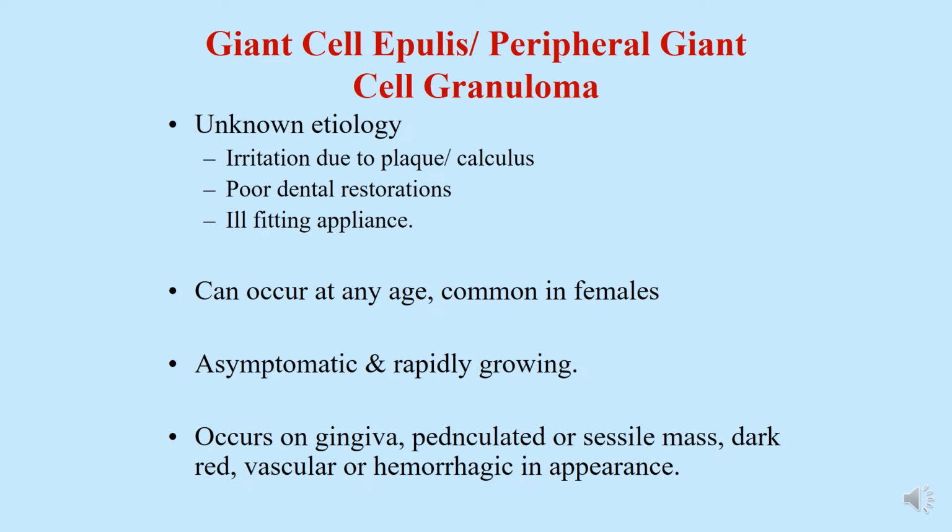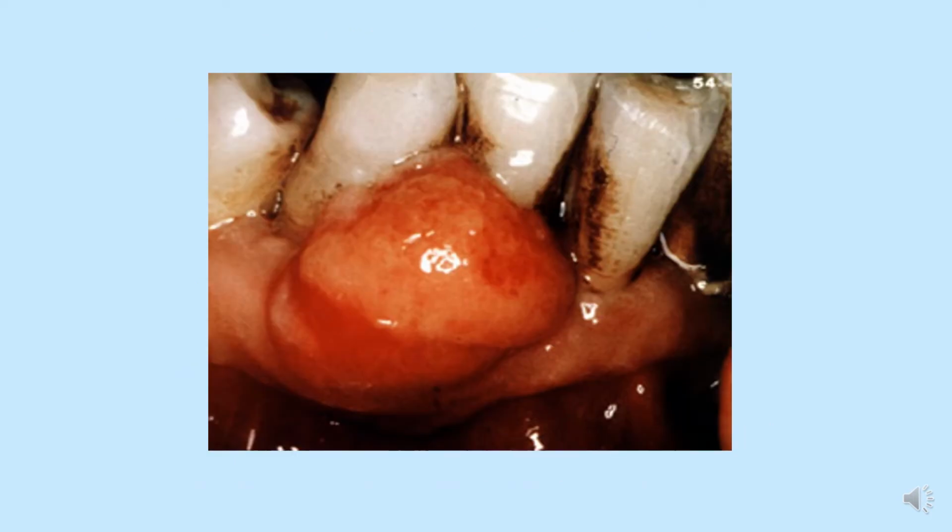Okay, so let's look at giant cell epulis or peripheral giant cell granuloma. First of all, the etiology is unknown. It's been attributed to irritation due to, again, plaque and calculus, or poorly done dental restorations which have overhangs or sharp edges, or an ill-fitting appliance. It can occur at any age. It's common in females. Usually the lesion is asymptomatic and rapidly growing. It occurs on the gingiva. It may be pedunculated or sessile. Dark red, vascular or hemorrhagic.